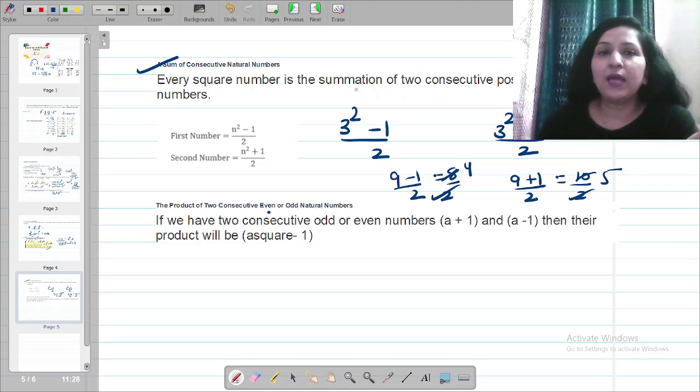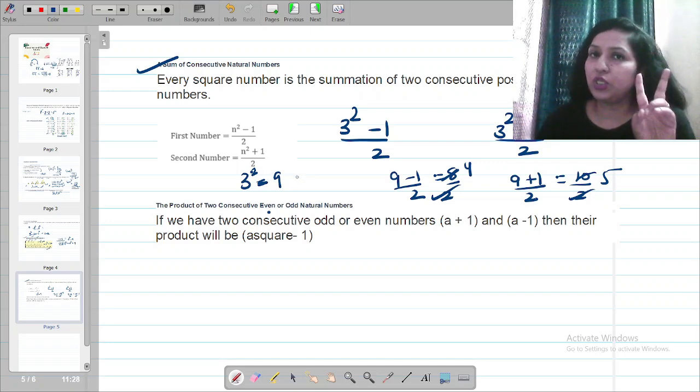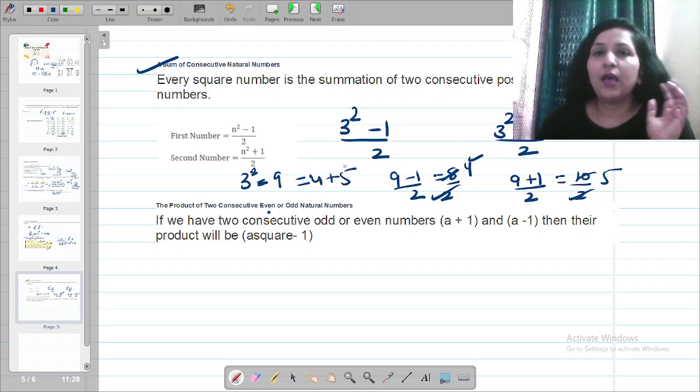So how have we done this? 3 square, how much is it? 9. We wanted to write 9 as the sum of two consecutive natural numbers. Which numbers have we got? 4 and 5. 4 plus 5 is 9 only. How did we get that? Whichever square number is given to you, plus 1 by 2 and minus 1 by 2.